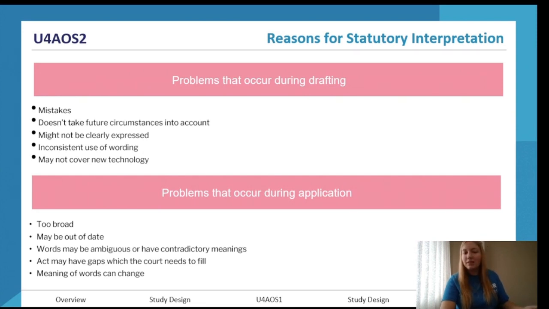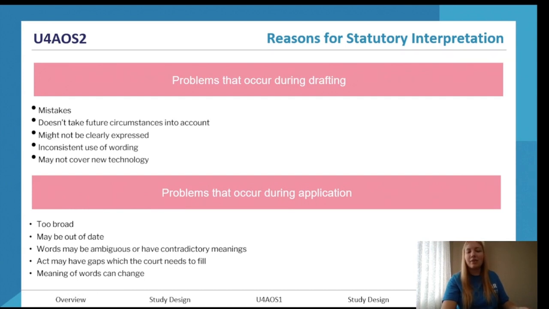It may be out of date, so future circumstances have happened, and now it's difficult to apply a law because it is so outdated. Words could be ambiguous or have contradictory meanings. Ambiguous means unclear, or they might be contradicting each other. This is very, very difficult, especially if there are contradictory meanings, and the statute literally contradicts itself.